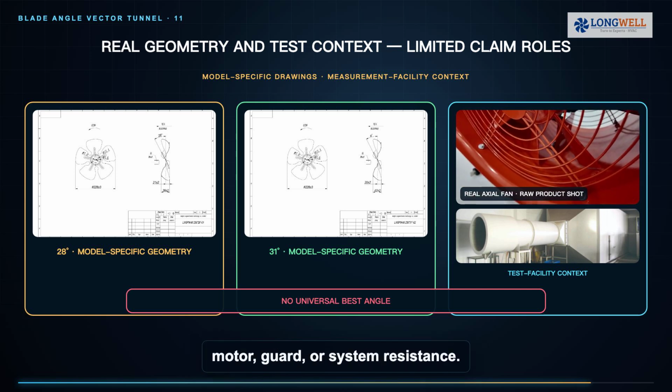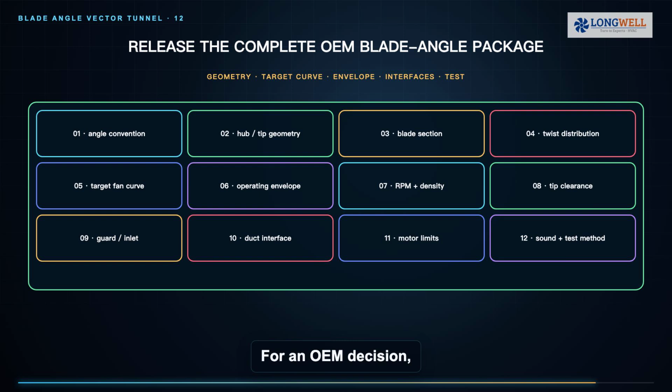guard, or system resistance. For an OEM decision, release the reference convention, hub and tip geometry, blade section and twist, target curve, operating envelope, RPM, density, tip clearance, guard and duct interfaces, motor limits, sound target, and test method. Then validate several pitch candidates instead of trusting one free air point.